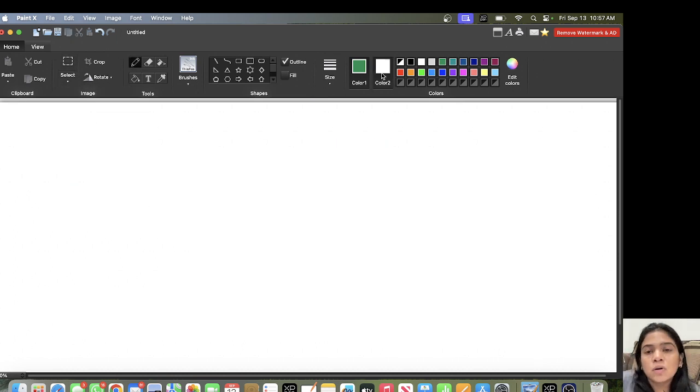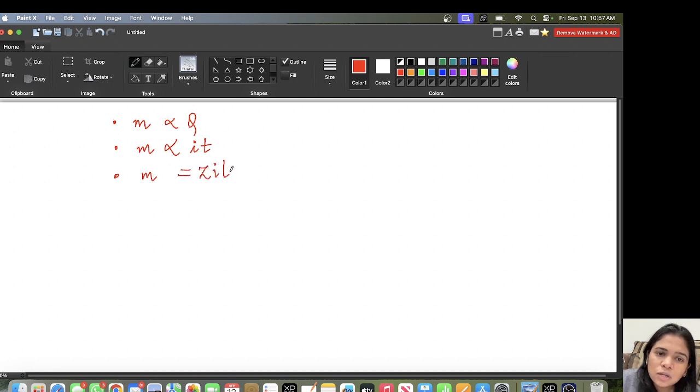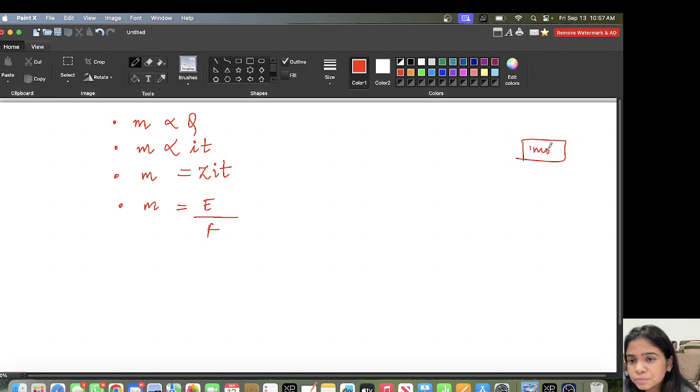So just a quick revision of all the formulas. We studied the amount of mass liberated is directly proportional to the amount of charge you are passing. You know charge equals current into time, I into T. If I want to remove the proportionality sign, I'll be getting M equals ZIT. Z is your electrochemical equivalent. And here Z equals E by F. F is the charge on 1 mole of electrons.